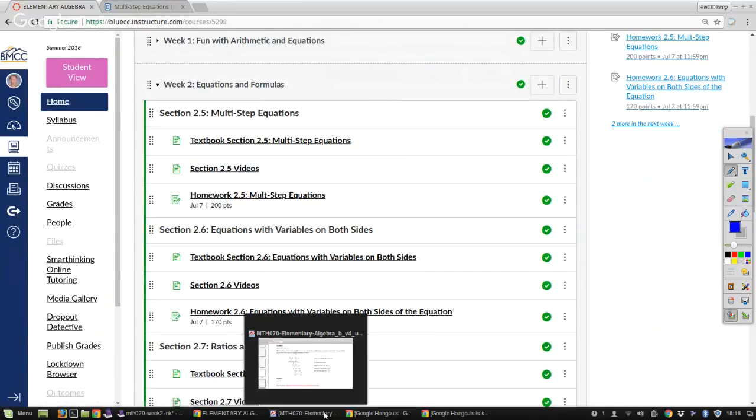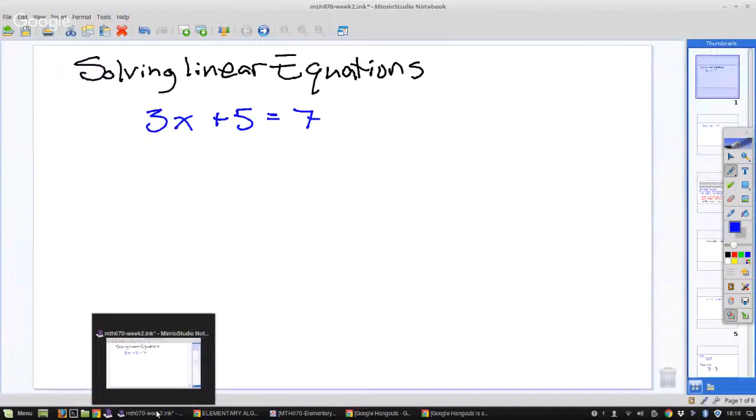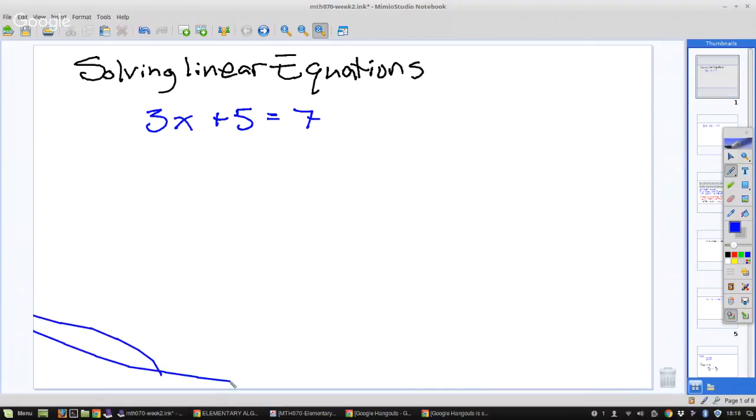All right, next, let's do some math. So the theme from last week was warming up with arithmetic and then solving equations, and we're going to continue that theme this week with solving equations. Now here I say solving linear equations. Ooh, my pen's going a little nuts there. Sorry about that.